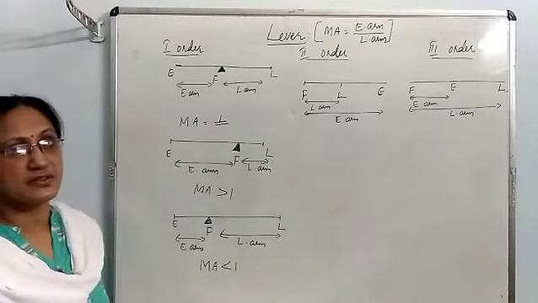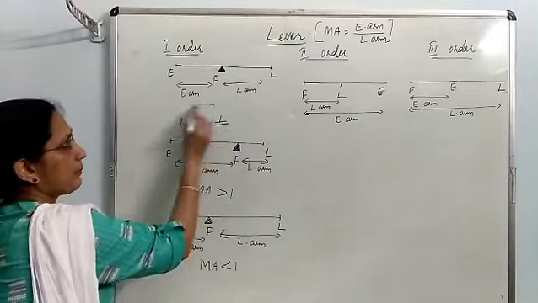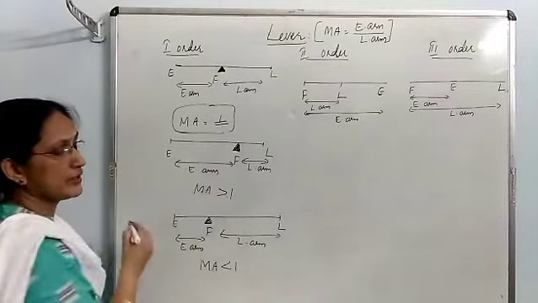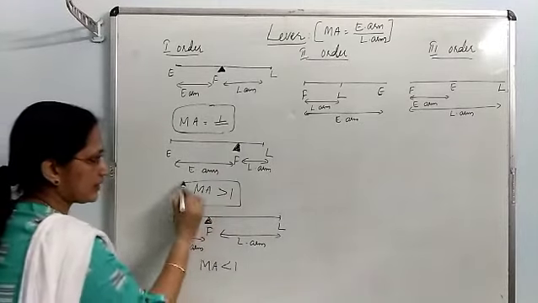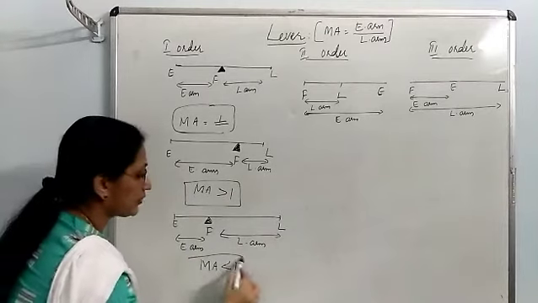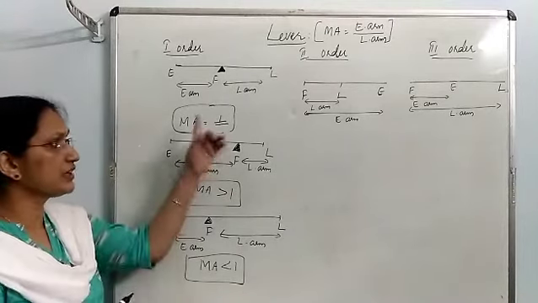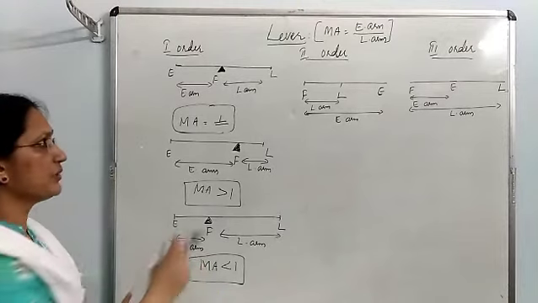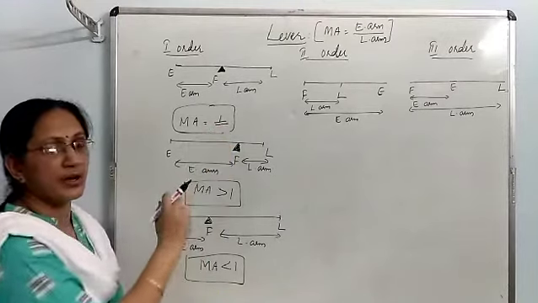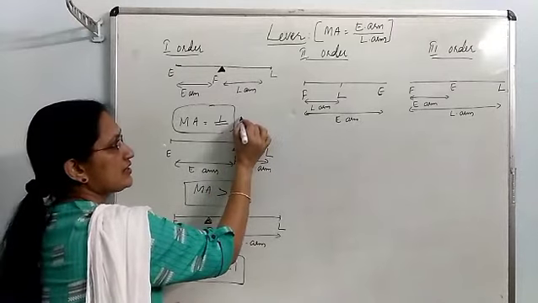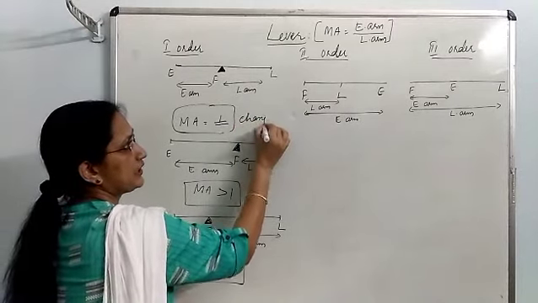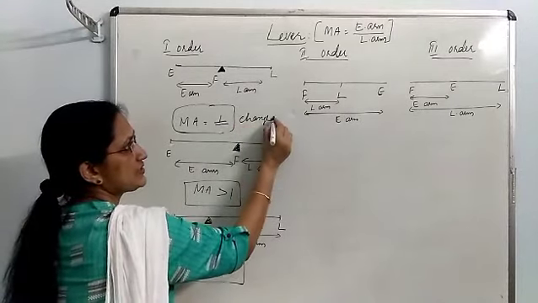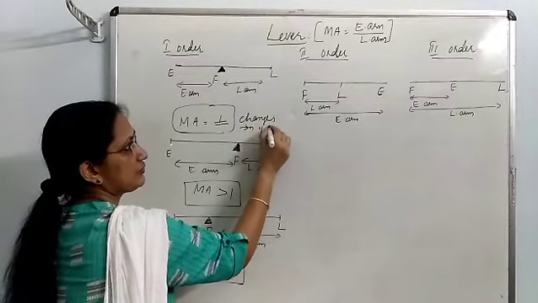First order levers can have MA equal to 1. They can have MA greater than 1. They can have MA less than 1. All three possibilities are there with first order lever. And you know, machines having MA equal to 1 help us to change the direction of effort. In the last video you have seen, it changes the direction of effort.